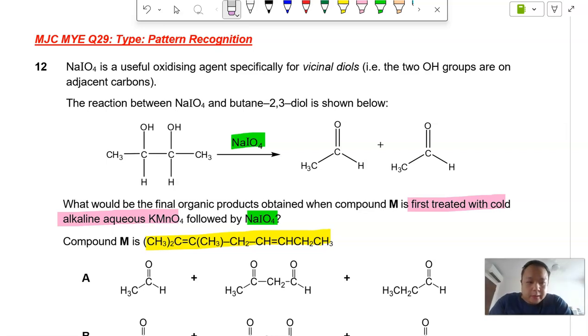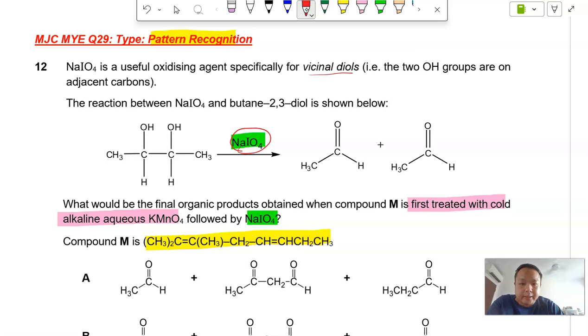Okay, and we move on to the last question for the tutorial, question 12 of the MCQ. In this case, this is what I call a pattern recognition question. There are reactions that you have not learned before, so you have never seen NaIO4 over here. But if we look at the context, they say that it is basically oxidizing a vicinal diol. Now, if you do not know the words, it doesn't really matter. It will usually give you a context of an equation.